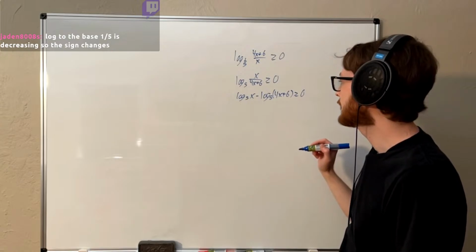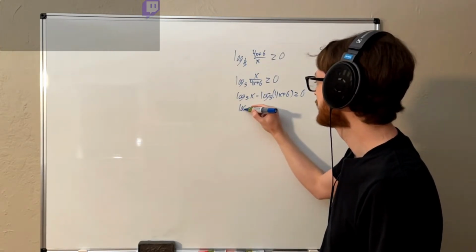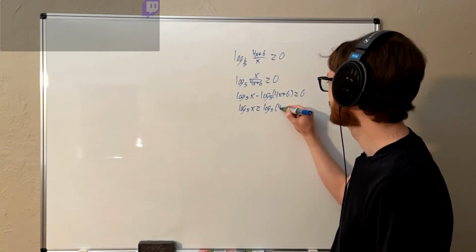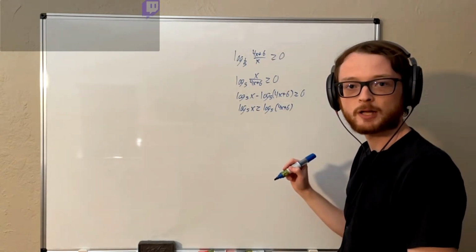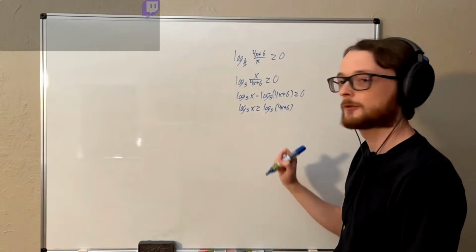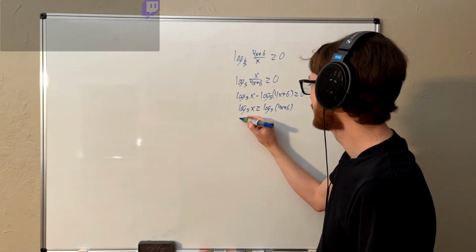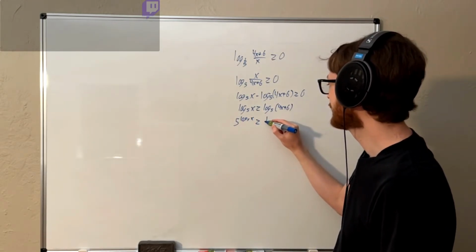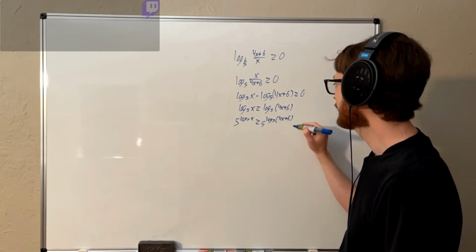And what I want to do now is add this log over to the other side, because I can now do 5 to the power of each side. And doing 5 to the power of each side doesn't mess with this inequality. It just stays the same here. So I'm doing 5 to the power of log base 5 x is greater than or equal to 5 to the log base 5 of 4x plus 6.